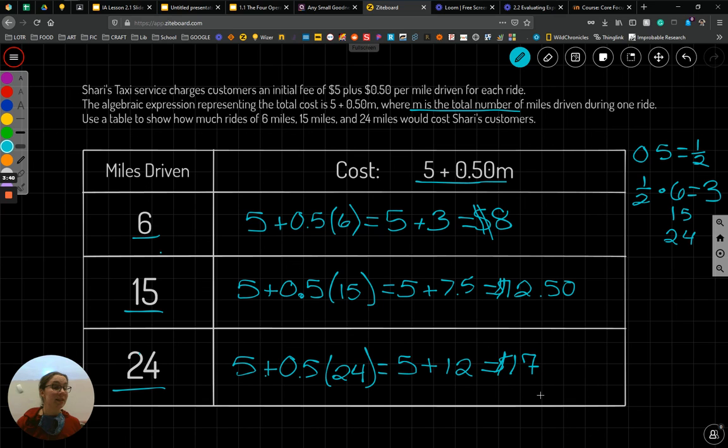And that is an input-output table, by the way. You put in a number of miles, you get out a cost for Sherry's taxi service. And with this, you could determine how much any distance would cost a customer of Sherry's taxi service. And that's example 3.